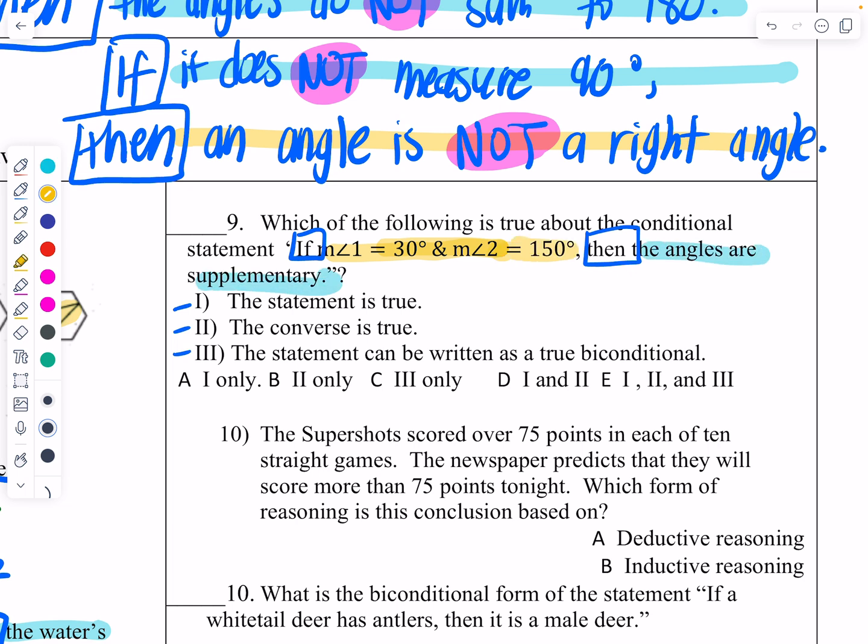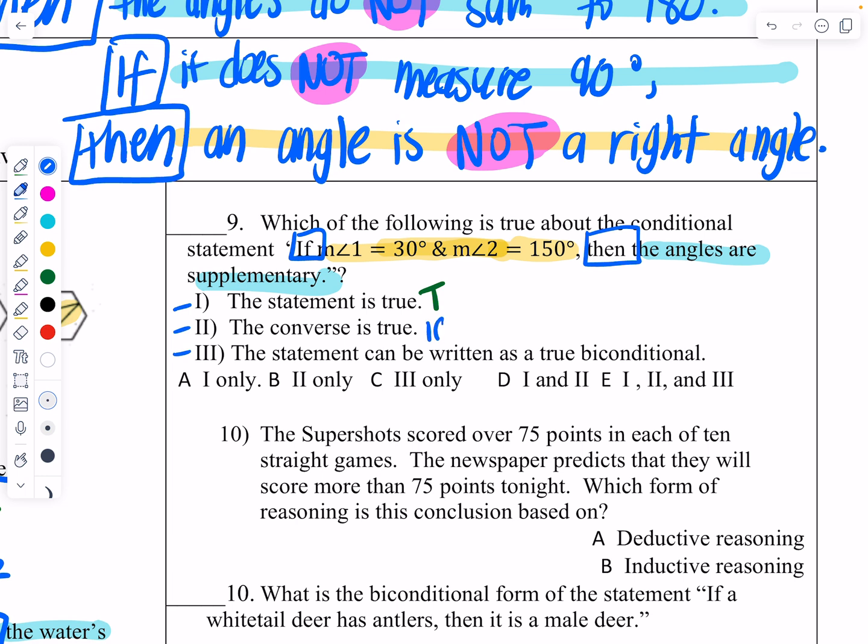If angle 1 is 30 and angle 2 is 150, then the angles are supplementary. So we want to know, is that statement true? And that is going to be true because by definition, supplementary angles add up to 180 degrees. So if 1 is 30, 2 is 150, if you add those up, they do add up to 180, so they're considered supplementary. So then what would be my converse?